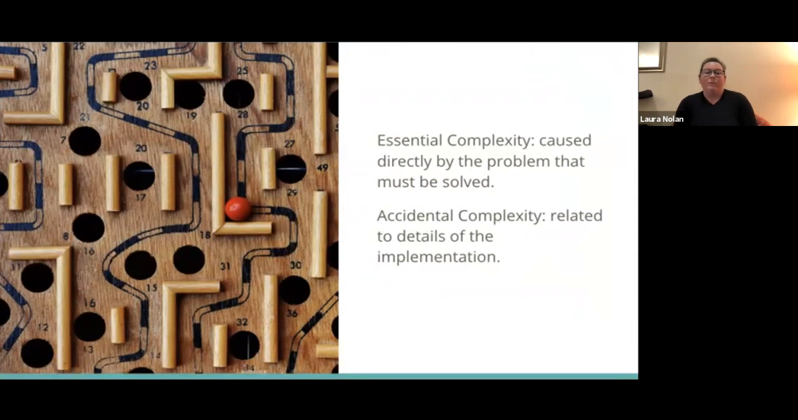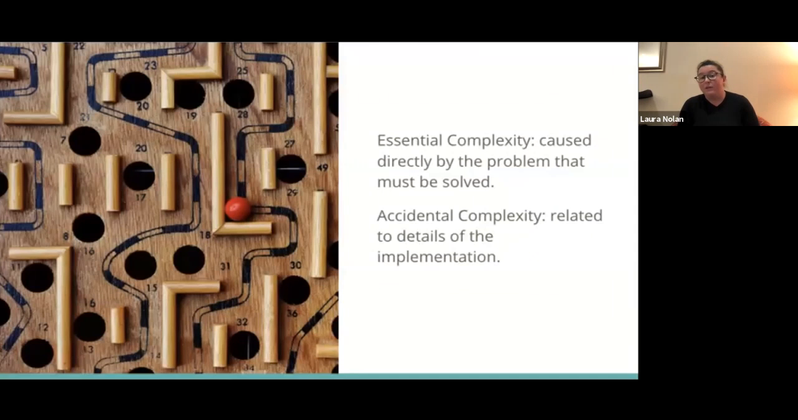So what is essential complexity anyway? I think many of you have probably read Fred Brooks's original No Silver Bullet paper. It's very focused on the complexity of implementation of software logic. Essential complexity, according to Brooks, is anything that's caused directly by the problem that you're trying to solve, whereas accidental complexity is anything that's related to details of the implementation.